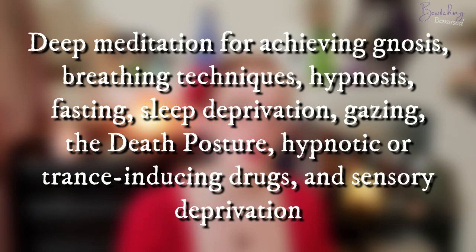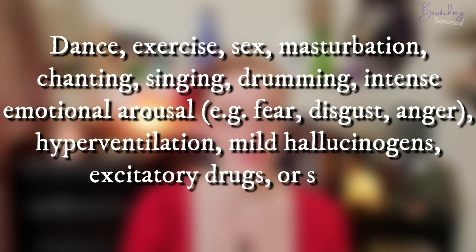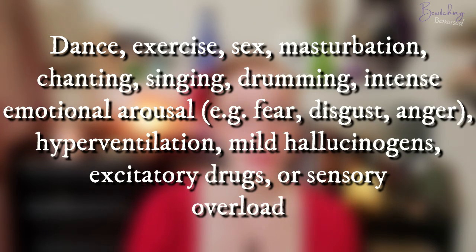Okay, here we go. Inhibitory gnosis can be achieved through the following: deep meditation done for the specific purpose of achieving gnosis, breathing techniques, hypnosis, fasting, sleeplessness, gazing, the death posture, hypnotic or trance-inducing drugs, and sensory deprivation. Excitatory or ecstatic gnosis can be achieved through dance, exercise, sex, masturbation, chanting, singing, drumming, intense emotional arousal such as fear, disgust, or anger, hyperventilation, mild hallucinogens, excitatory drugs, or sensory overload.